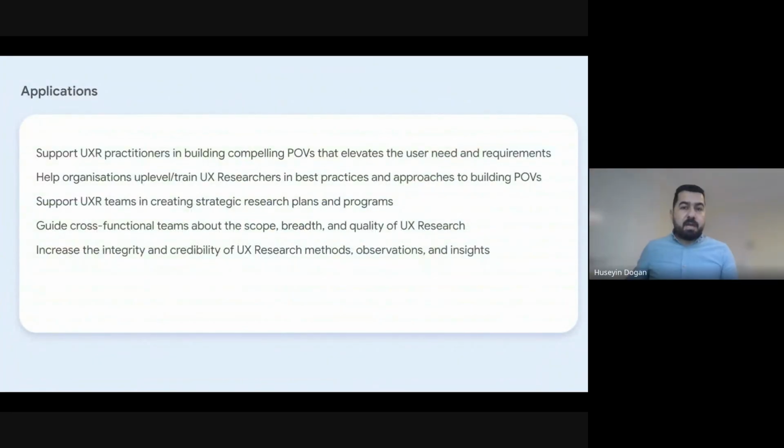There are numerous applications of the point of view playbook. It can help to support UX practitioners in building compelling points of view that elevate the user needs and requirements. It can help organizations up-level and train UX researchers in best practices and support UX research teams in creating strategic research plans and programs. It can guide cross-functional teams and assist UX research practitioners about the scope, breadth, and quality of UX research. It can also increase the integrity and credibility of UX research methods, observations, and insights based on the case study applications.